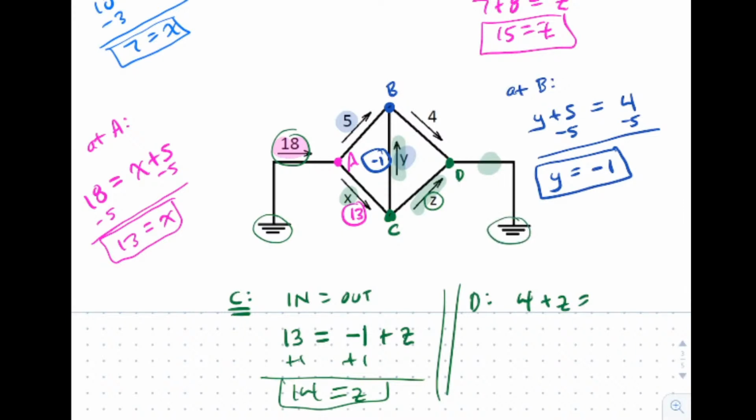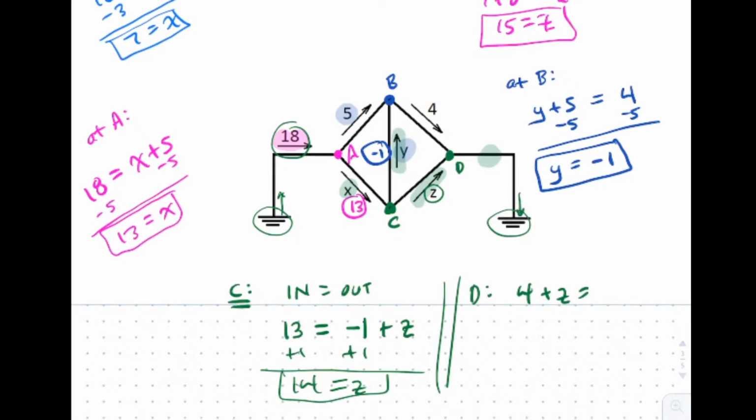The thing about ground is, it's a big, giant junction. It's like the whole chassis of your car junction. What goes in must come out. So if I've got 18 amps coming out of the ground over here, I must have 18 going into the ground on this side. It must balance. And if that's 18 going in, this has to be 18 here, going out. So 4 plus Z goes in, looking at junction D, and then 18 goes out. Notice you subtract 4 on both sides, and we do, in fact, get the same answer. Z is 14. Ain't that something?